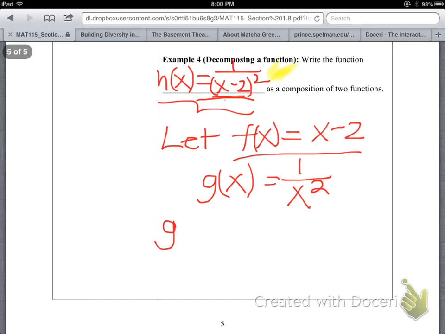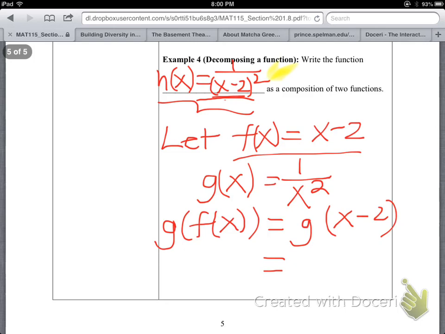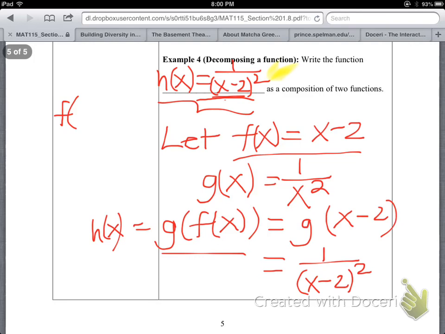And so what this is saying is, if I had g of f of x, this will equal, given what we just created, g of x minus 2, and g of x minus 2 is going to equal 1 over x minus 2 squared. So we just created that function h of x by taking two functions. And so what I want you to do, this was g of f of x. I want you to find two functions that when you do f of g of x, you'll get h of x.